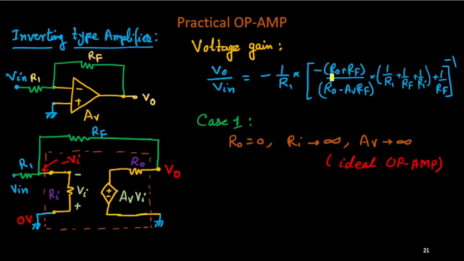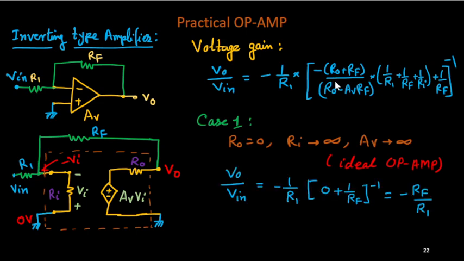Can you see these things? So in case 1, this term will vanish. Okay. Then what you will get? So you will get these things. As this term has vanished, this is becoming 0. This is minus 1 upon R1. This is 1 upon Rf. Whole inverse means 1 upon Rf inverted becomes Rf in the numerator. So the numerator will become minus Rf upon R1. So this is nothing but the ideal inverting type amplifier gain. Okay, gain is minus Rf by R1. It is known.